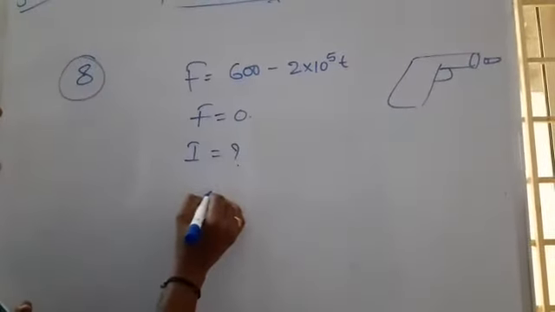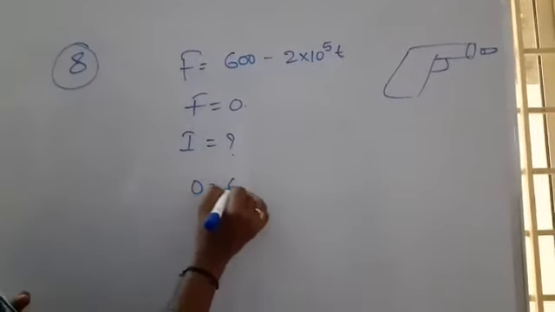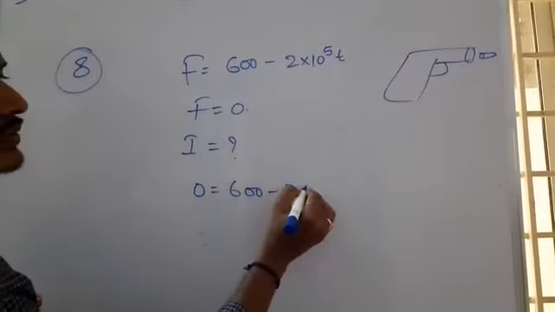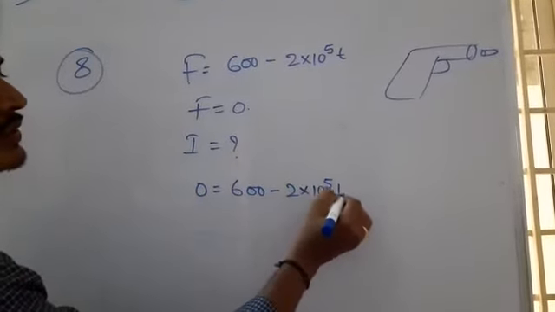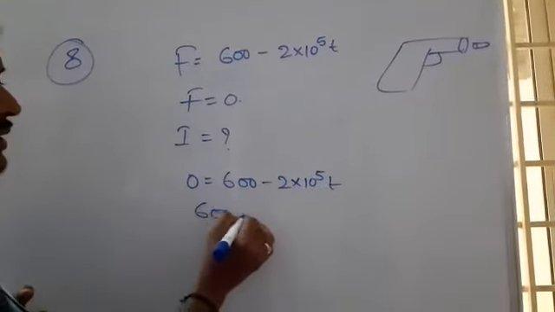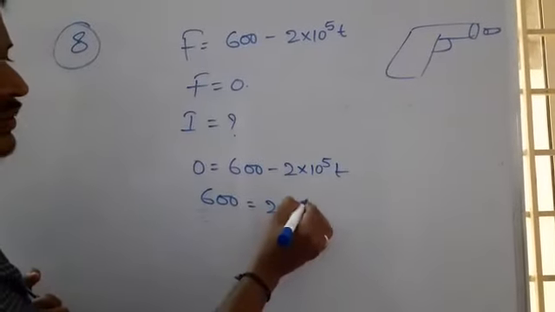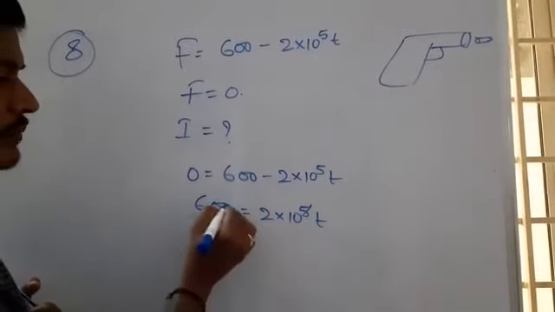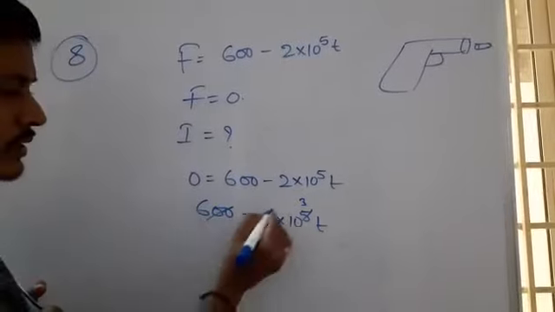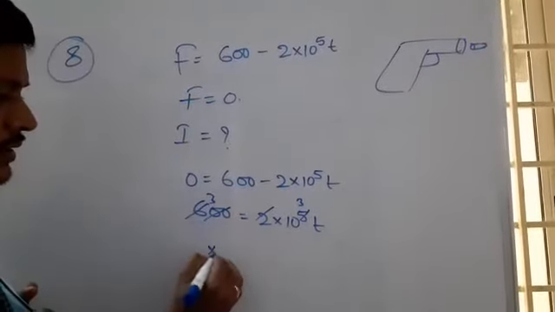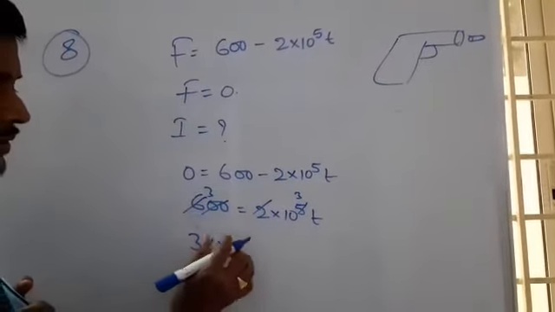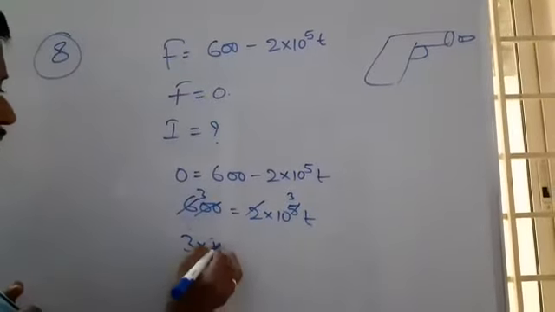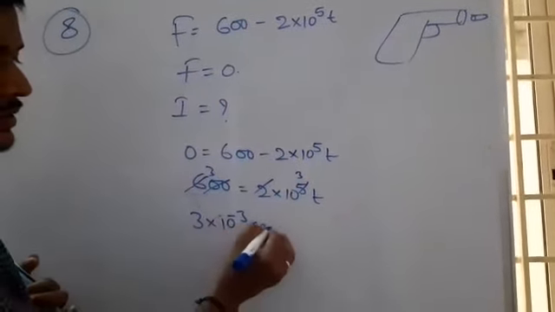Force is 0 means 0 is equal to 600 minus 2 into 10 to the power of 5 into t. Therefore 600 is equal to 2 into 10 to the power of 5 into t, so t is 3 into 10 to the power of minus 3 seconds.